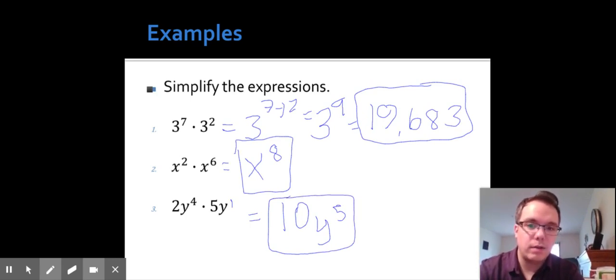Remember to be careful for the numbers out front, or our coefficients, to not use the rules of exponents. Make sure if it says to multiply them, today you're going to multiply them. And make sure you're adding the exponents in this case.